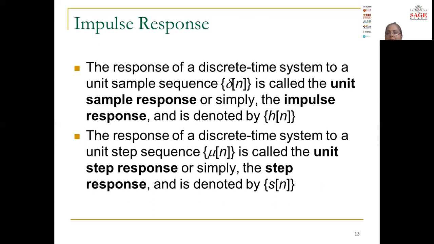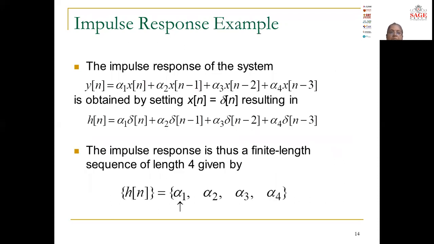So we are applying the input as an impulse, and its response is denoted by h[n]. The response of a discrete time system to a unit step sequence is called the unit step response. So when we apply the unit step function as an input and take the output response of the system, it is known as the step response, and it is denoted by s[n].